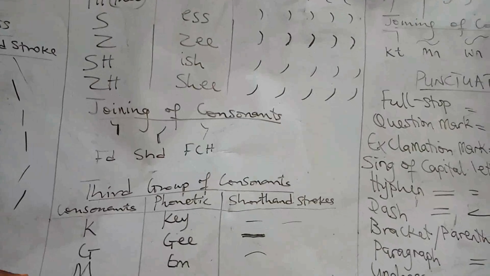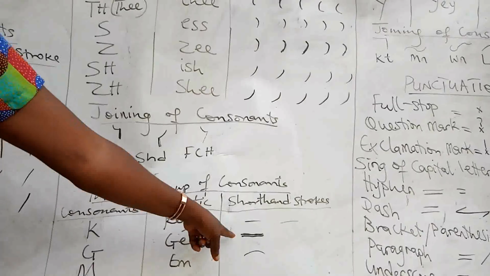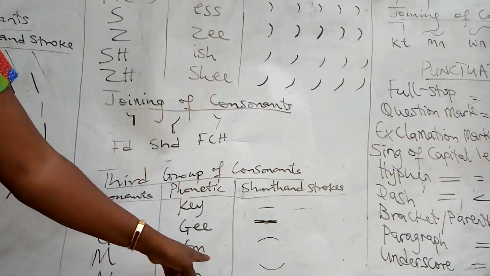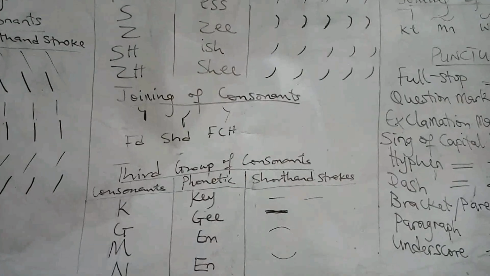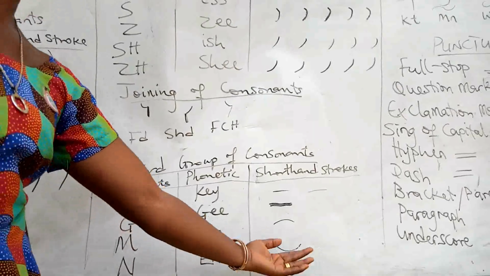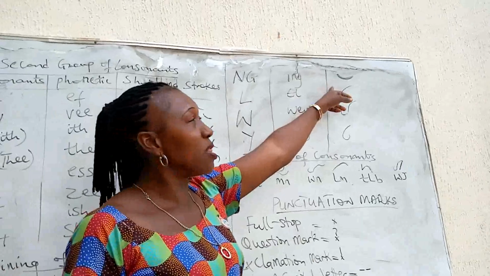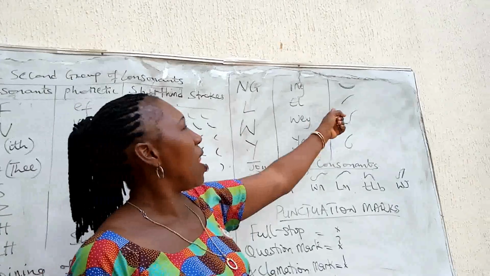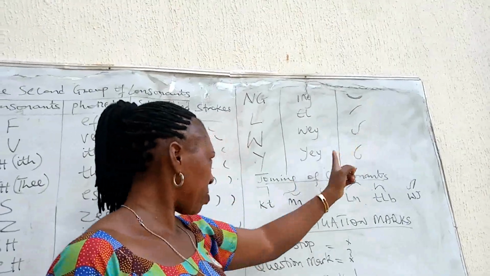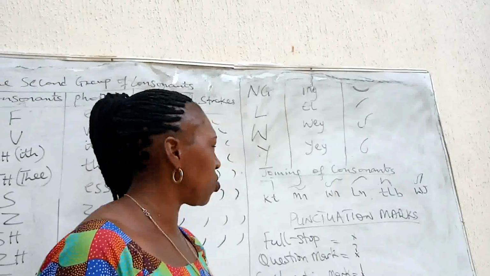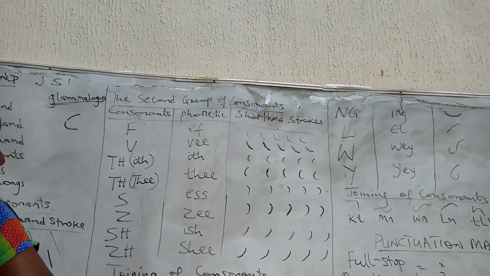Others are light. You can see K, light. Then G, that's heavy. M, you curve as if you want to cover the other one. N, under. All of them are light. ING, which is heavy. Then L, W, all are light strokes. Y. This is called the third group of consonants.